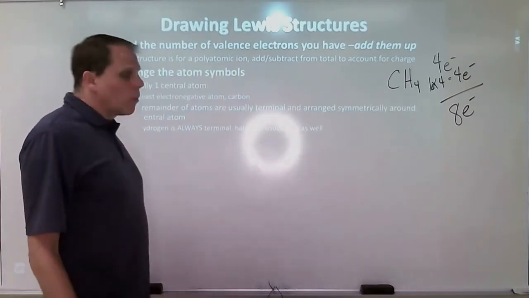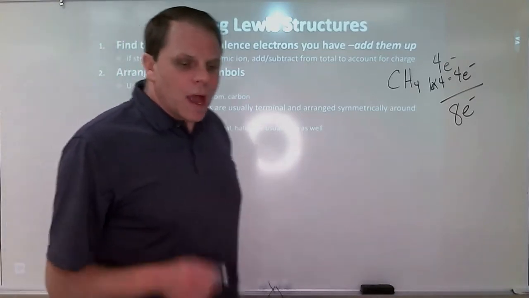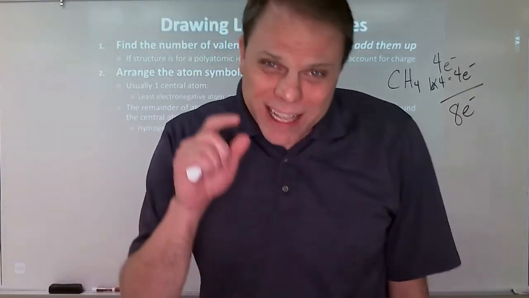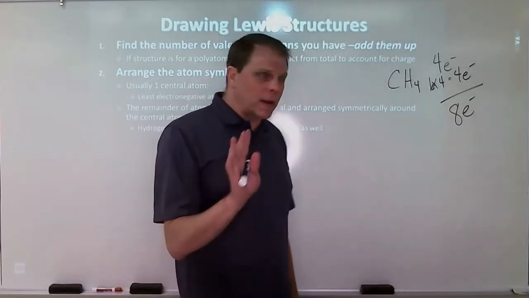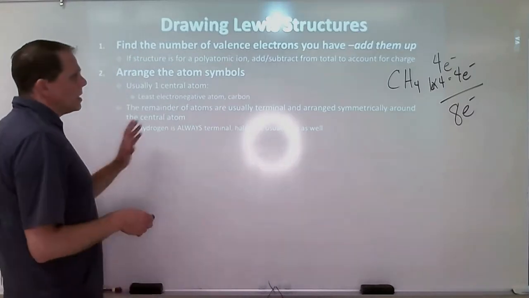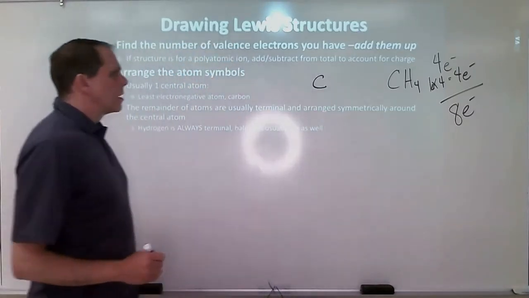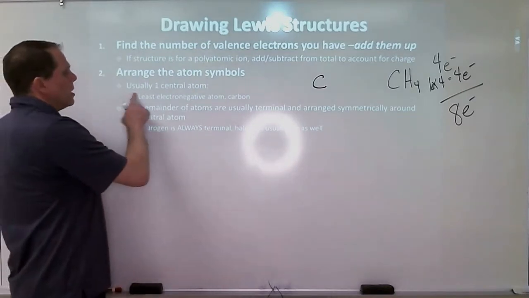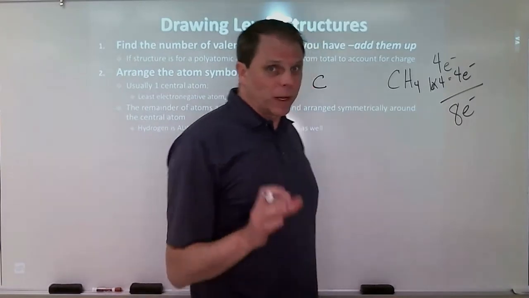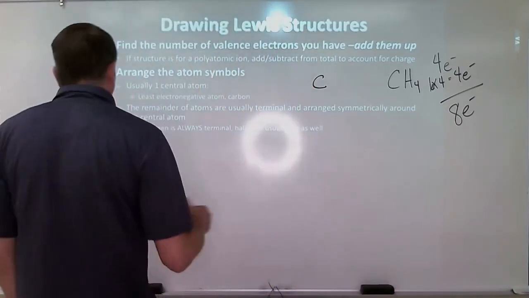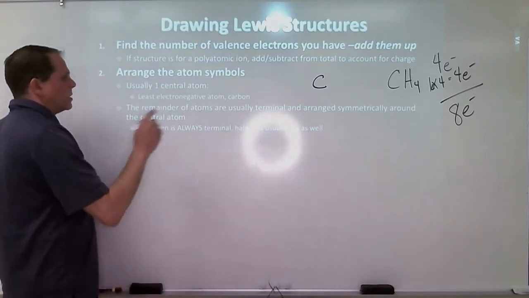Step number 2, arrange the symbols. Now, carbon is typically going to be in the center. Hydrogen is never in the center. Hydrogen can only bond with one thing, so never put hydrogen in the center, okay? So carbon, in this case, is going to go right in the center. Carbon goes in the center, and you'll have 1 central atom typically, and you'll see that we definitely have examples where we can go with 2 central atoms or 3 or 4, depending. But we're going to start with the easier ones. So we have 1 central atom.